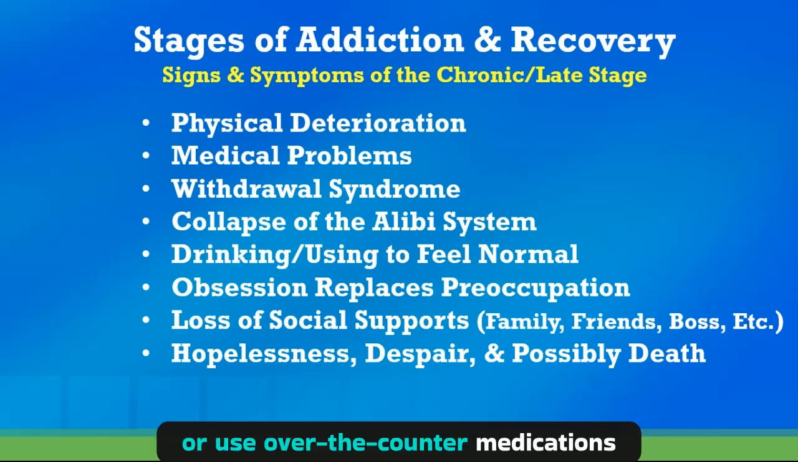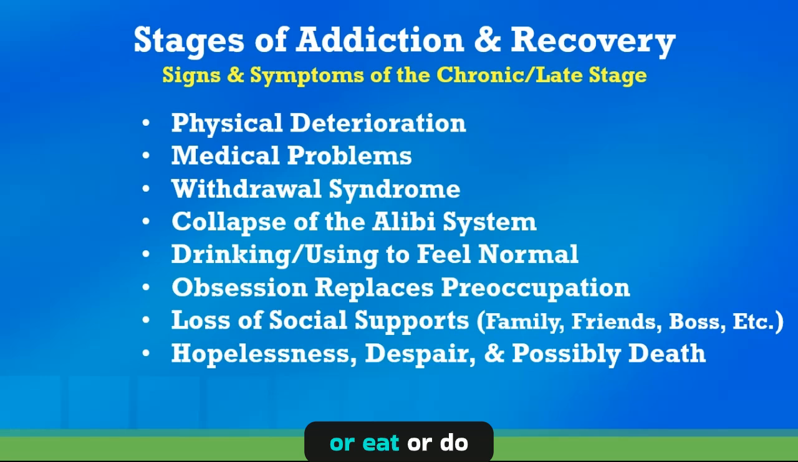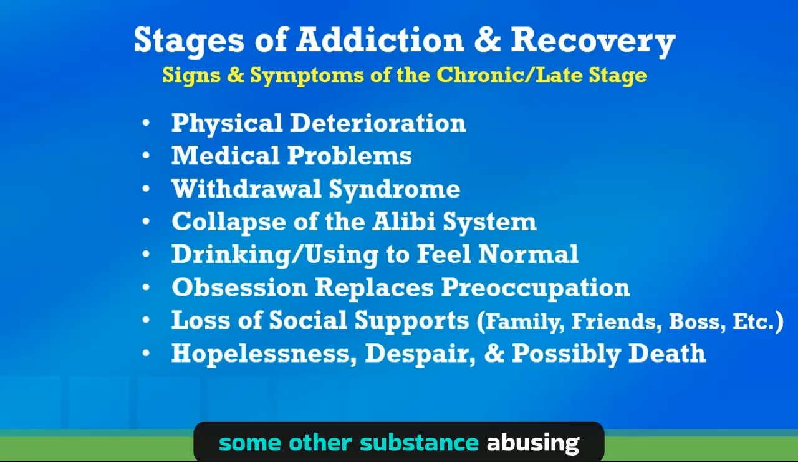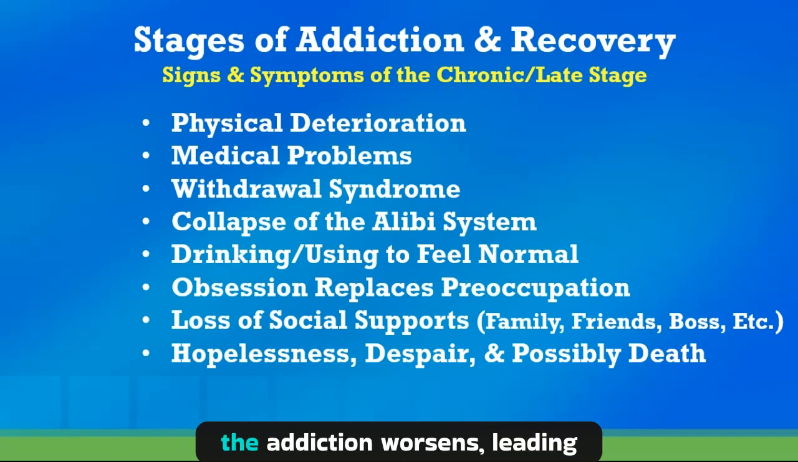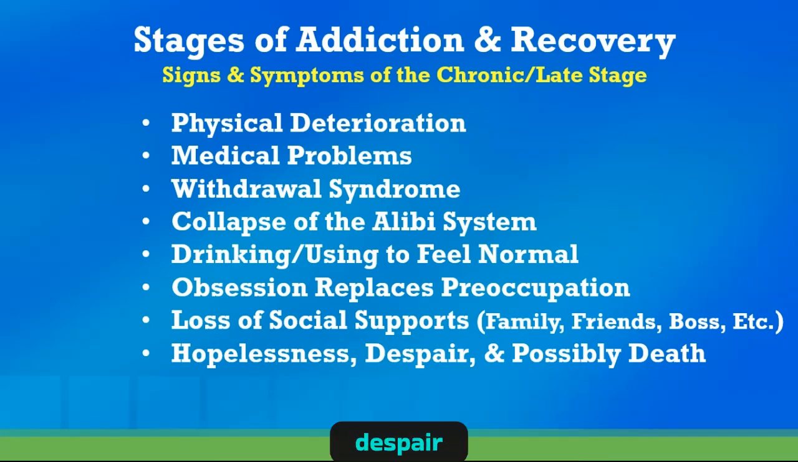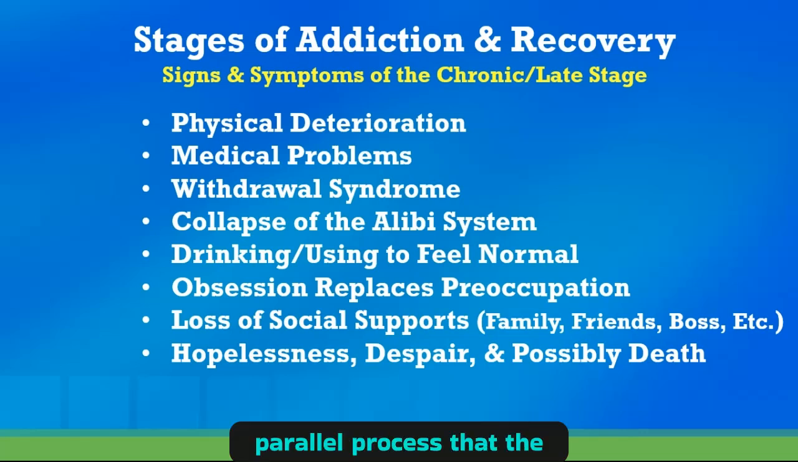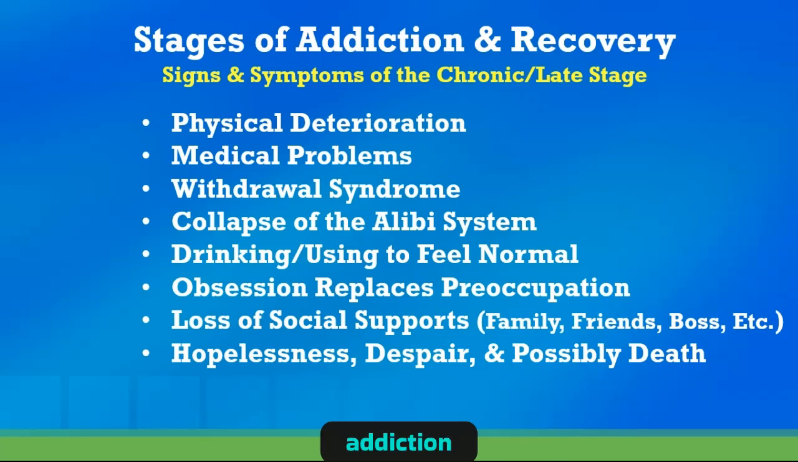They may drink or use over-the-counter medications or eat or do some other substance abusing behavior just in order to feel normal. Not to feel good, but just in order to not feel bad and in order to be able to function. And then the obsession of codependency replaces the preoccupation as well. Families can give up on codependents. They've tried to get through and tried to get through and tried to get through, and finally they just cut them off. Employers can give up and let the codependent person go, especially as the addiction worsens, leading to more hopelessness and despair. So it's a completely parallel process: the codependent gets just as sick or sicker than the addictive person in this family illness of addiction.